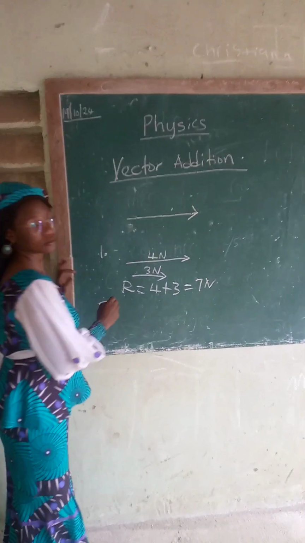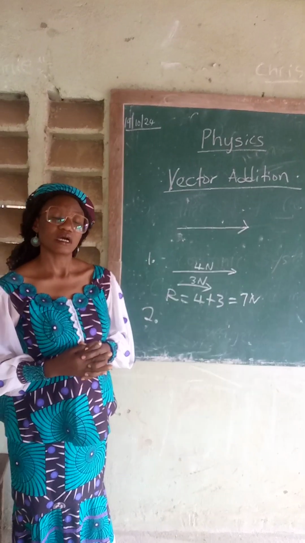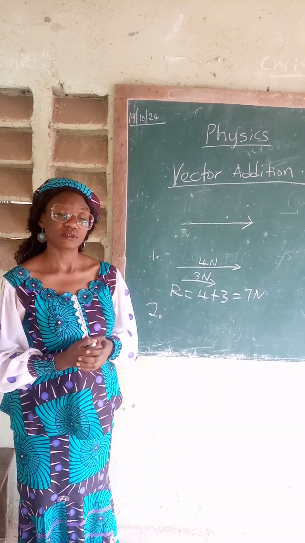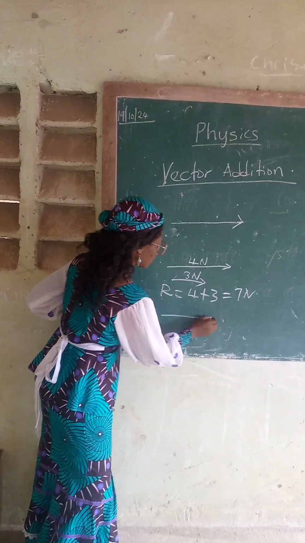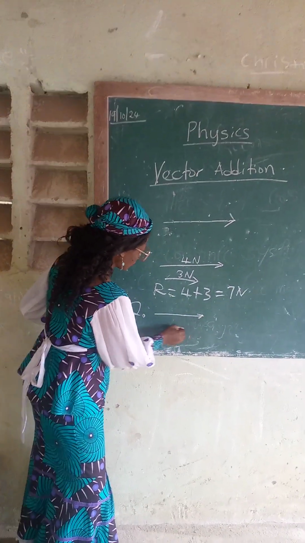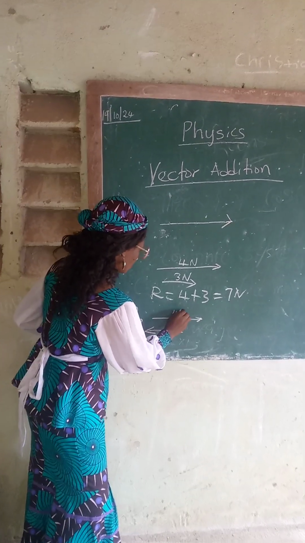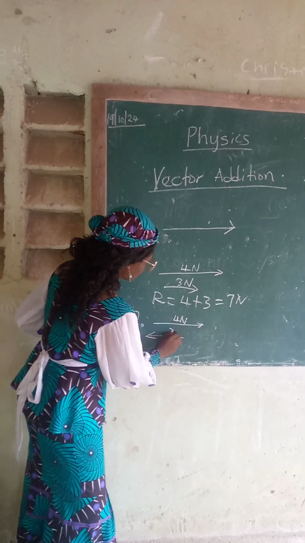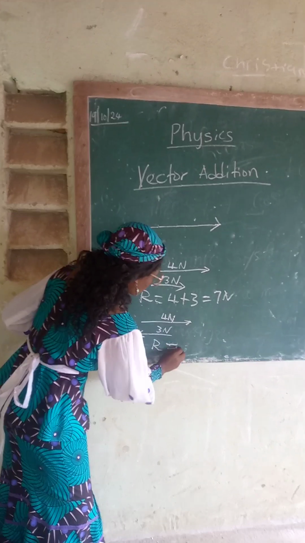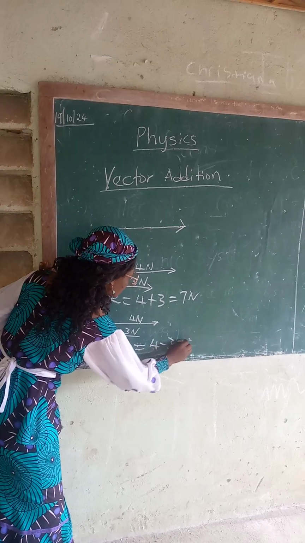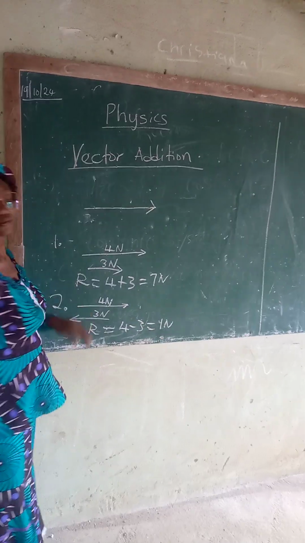Rule number 2: if the vectors are in the opposite direction, what does that mean? If the first vector is moving in this direction and the other vector is in another direction, let's say this is 4 Newton and this is 3 Newton, the resultant is equal to 4 minus 3. Our resultant then will be equal to 1 Newton.